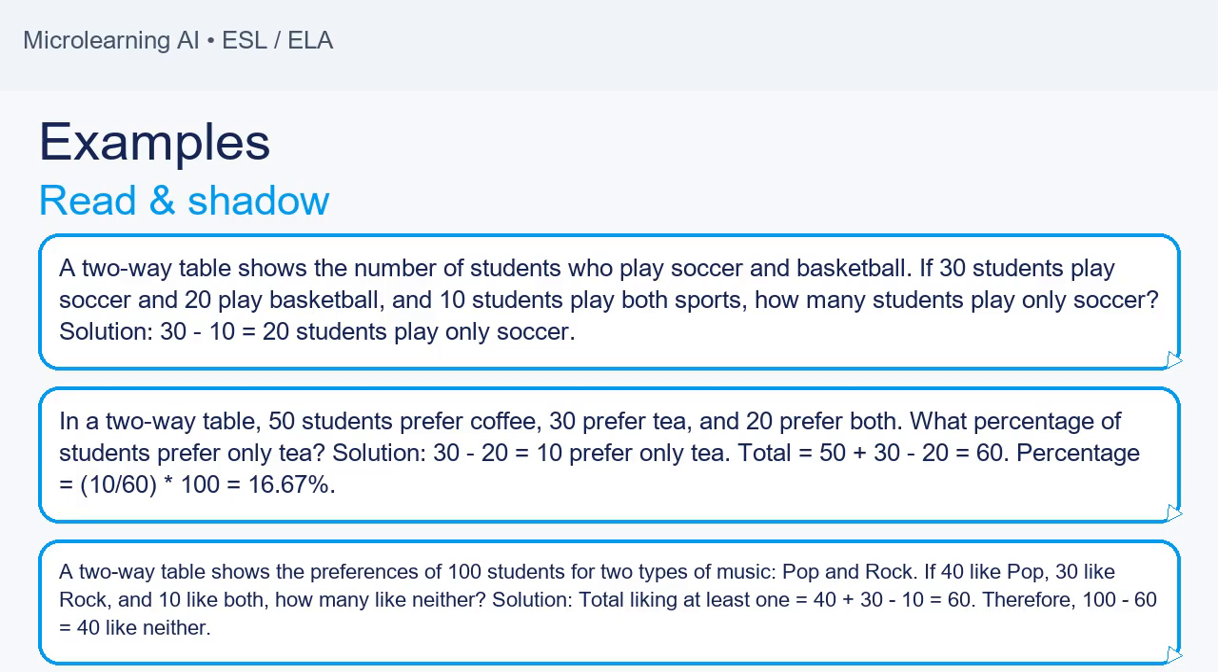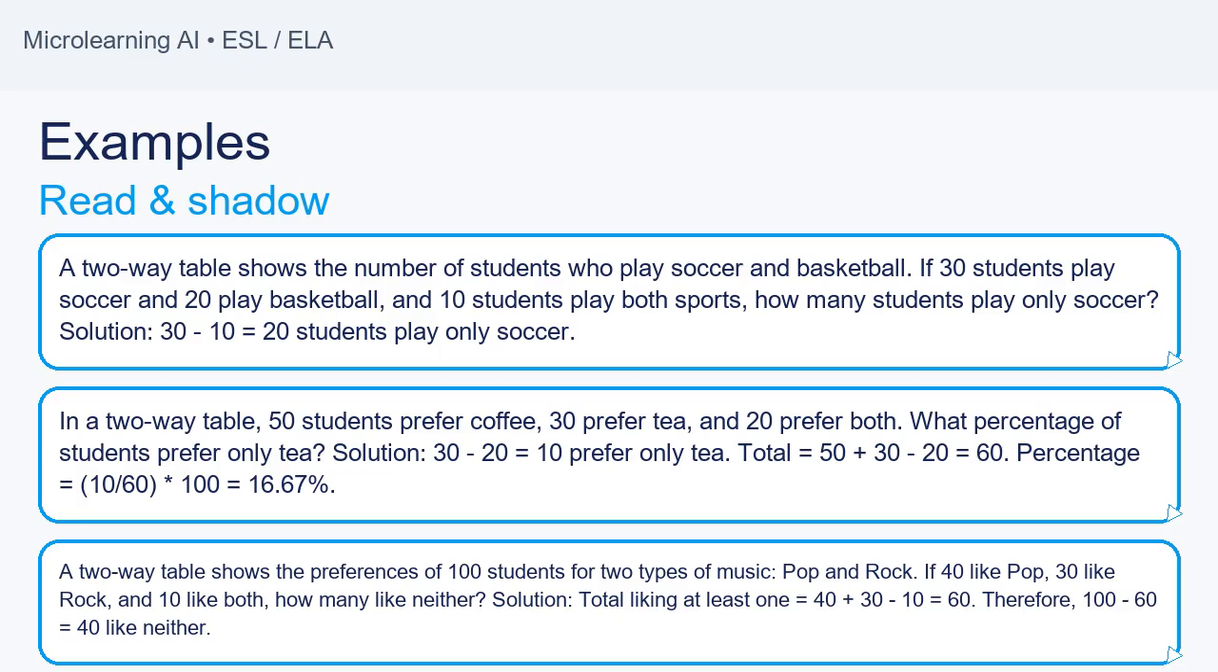Repeat after me. A two-way table shows the number of students who play soccer and basketball. If 30 students play soccer and 20 play basketball, and 10 students play both sports, how many students play only soccer? Solution. 30 minus 10 equals 20 students play only soccer.